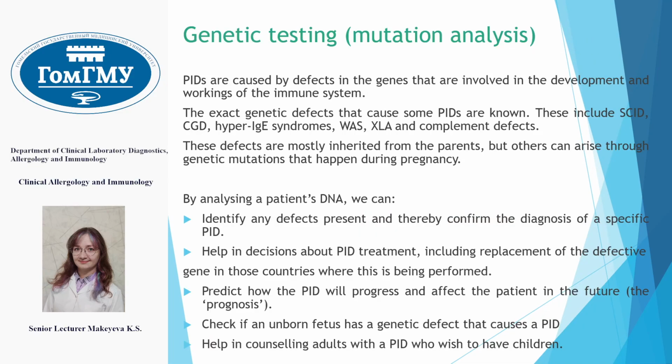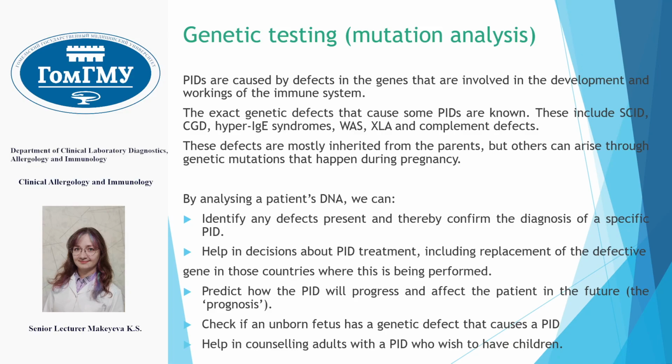Genetic testing. Primary immunodeficiencies are caused by defects in the genes that are involved in the development and working of the immune system. The exact genetic defects that cause some primary immunodeficiencies are known. This includes severe combined immunodeficiency, chronic granulomatous disease, hyper IgE syndromes, and complement defects. These defects are mostly inherited from the parents, but others can arise through genetic mutations that happen during pregnancy.